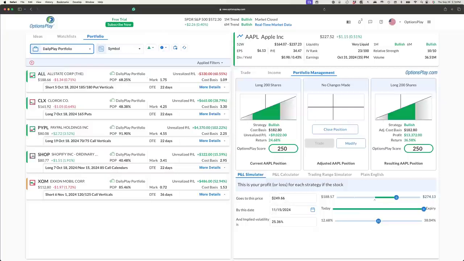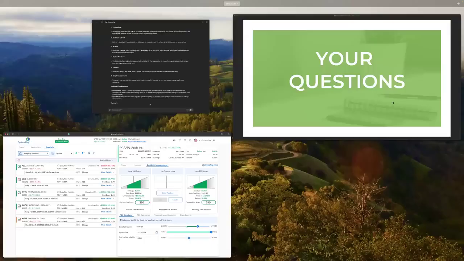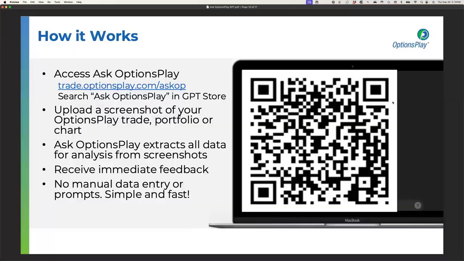On the laptop, where do I get Ask OptionsPlay? Are we using actual ChatGPT? Yeah, you go to actual ChatGPT. Like I said, there are 3 ways that you can access it, right? You can just click on the link directly, which will take you to the ChatGPT store with Ask OptionsPlay. That's probably the easiest one. Pointing your phone to the QR code is another easy one. Or you can search for Ask OptionsPlay in the ChatGPT store. So yes, you go to ChatGPT to find it.